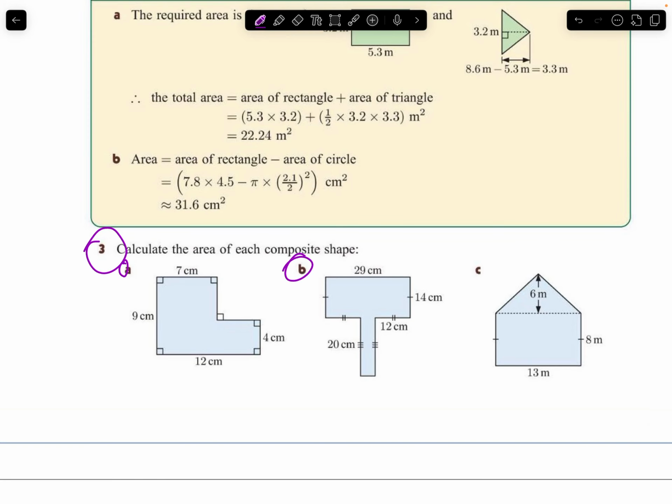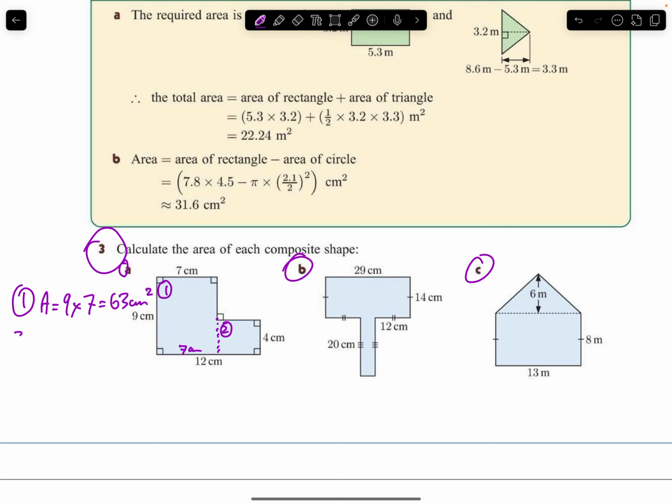Question 3. I've given you the formula for a rectangle. I haven't given you the formula for an L shape, so you need to break the shape up into 2 rectangles. So this bottom's going to be 7. Rectangle 1, rectangle 2. Rectangle 1 is going to be area 9 by 7. It's going to be 63 square centimeters.